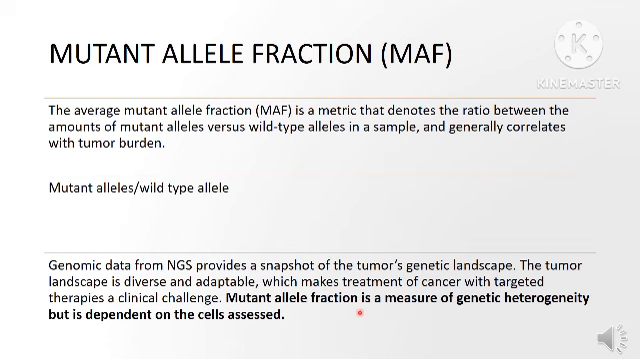But mutant allele fraction is a measure of genetic heterogeneity, and it is dependent on the cells assessed. If you are taking only mutant cells, then it appears to be more of mutant allele than wild type allele. If you are taking more of genomic DNA than the cell-free DNA from tumor, then it appears as if there is low mutation burden and more of wild type allele in your body. So the types of cells you are taking for analysis is important.